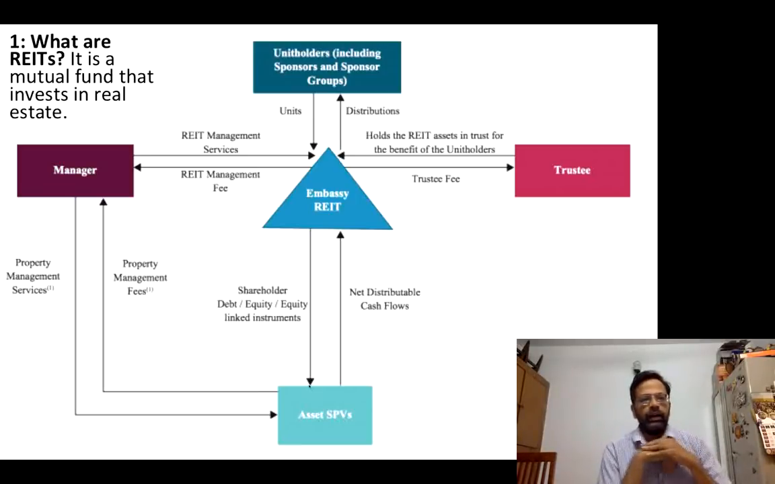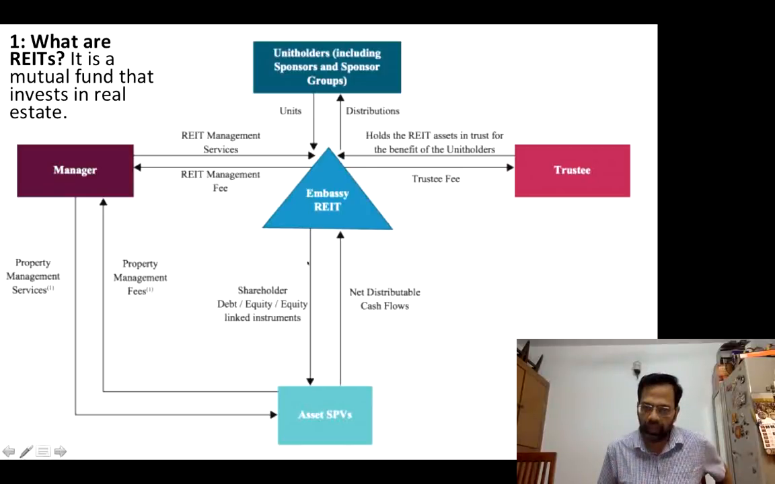So a REIT essentially operates like a mutual fund. Of course, it is not exactly like a mutual fund. It is more like an exchange traded fund. You can either buy the initial public offer, or you can buy it after it lists in the stock market, and then you'll have to buy it using a demat account, and then you'll have to sell it using a demat account. So in that sense, it's more like an exchange traded fund. But the structure is essentially the same.